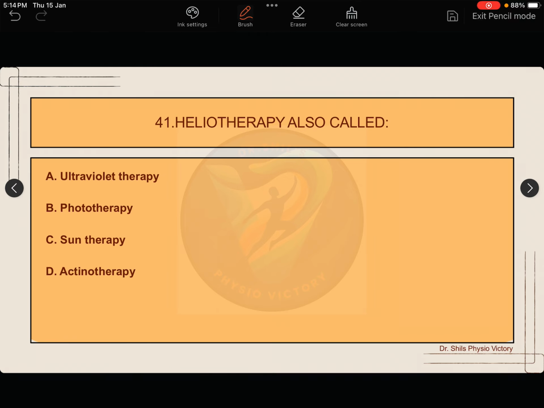Next, come to question number 41. Heliotherapy, also called option A, ultraviolet therapy, option B, phototherapy, option C, sun therapy, option D, actinotherapy. Here, the correct answer is option C, sun therapy.